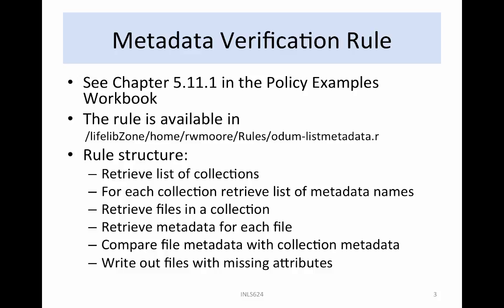For each subcollection, loop over the files in the collection. For each file, count the number of metadata attributes. If the number of metadata attributes is greater than 0, retrieve the metadata attribute names for the file. Check that at least one of the metadata attributes corresponds to the subcollection metadata attribute name. Write out files with missing attribute names.